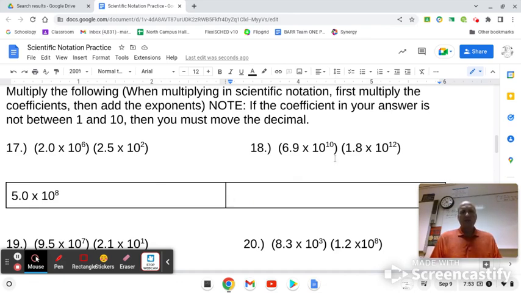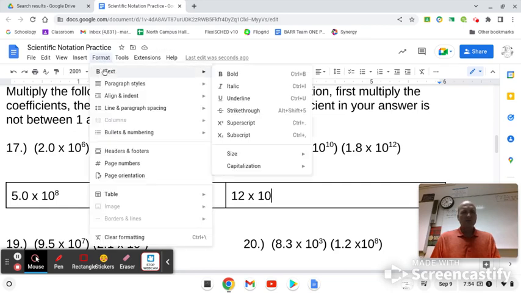All right, let's try this next one. Multiply the numbers in front. 6.9 times 1.8. All right, this gives me 12. I'm going to round it to look like the numbers in the problem here. So 12 times 10 to the, okay, here I add the exponents. 10 plus 12 is 22.